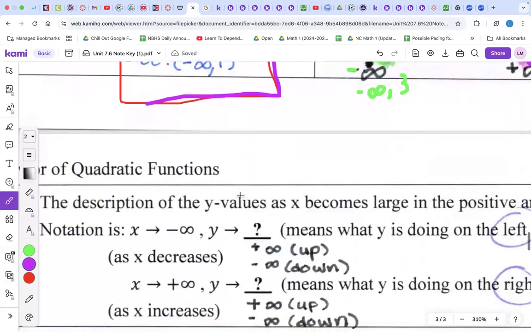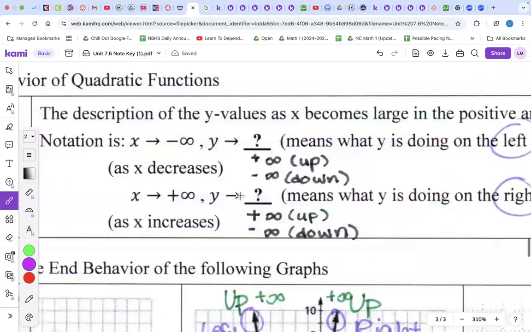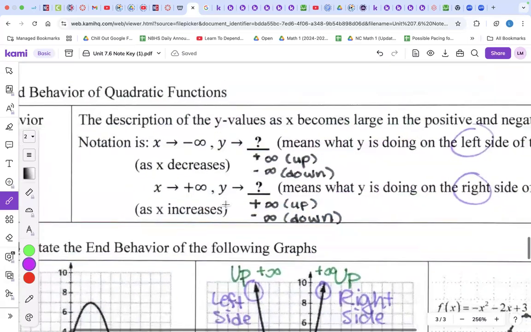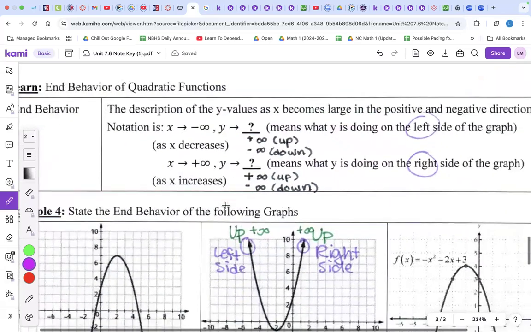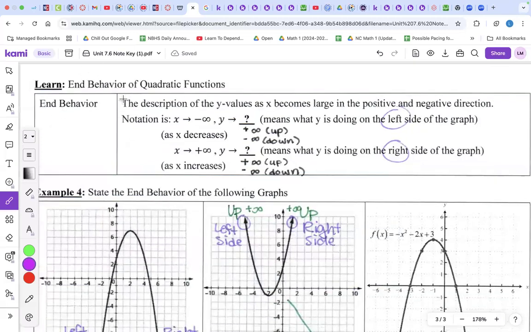And our last part is talking about end behavior. Oh my goodness, this one is tough. Okay, end behavior is the description of your y value as x becomes large in the positive and negative direction. Now, guys, this is how you read it. Please pay attention to the notes. Don't just copy it. It's called notation.